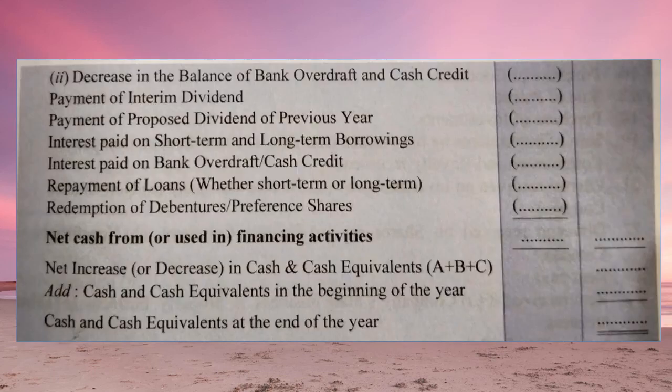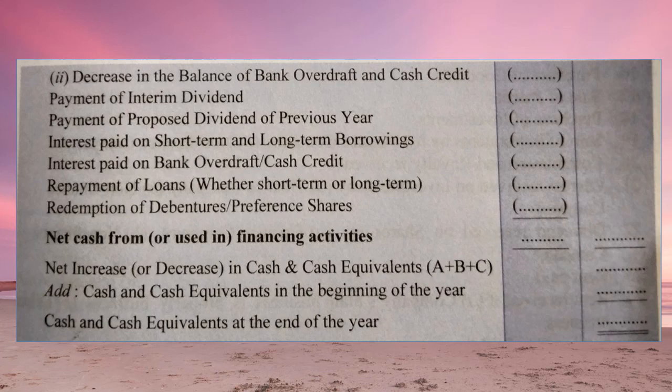Now see, decrease in balance of bank overdraft or cash credit. Now listen, try to understand. When a loan decreases, any type of loan, short term or long term, it is clearly understood that the amount of that loan has been paid, and the payment is known as outflow. Outflow of cash you will subtract. Payment of interim dividend. This interim dividend amount will be given to you in the adjustments. When payment is done, the amount will be subtracted.